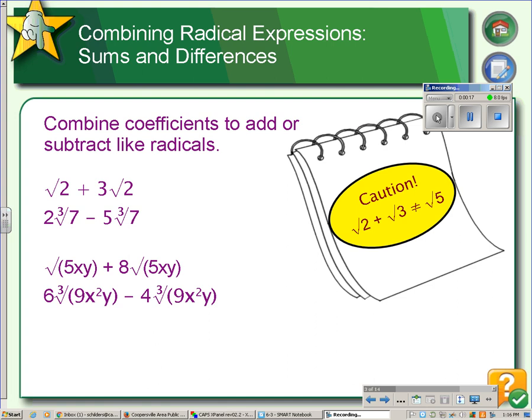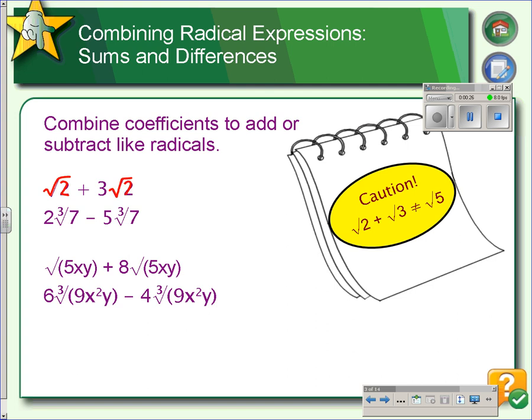So in this first example, these two expressions are alike because they are both square roots with radicands of 2. So since they are like terms, we will add the coefficients. So we're adding 1 plus 3 is 4, and then you keep the radical part the same.